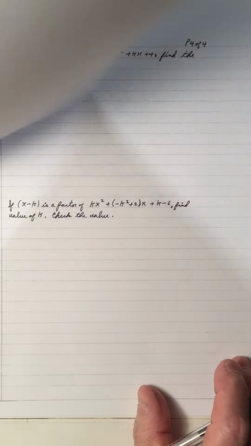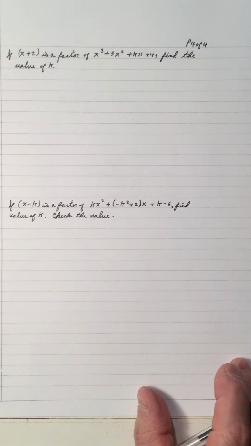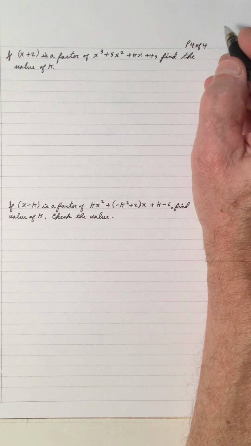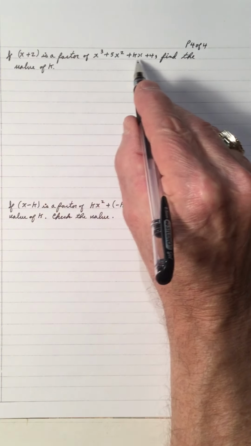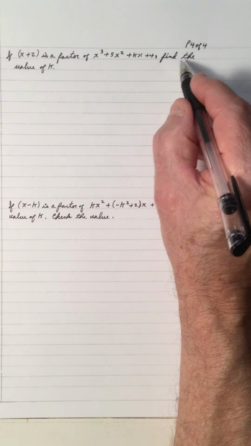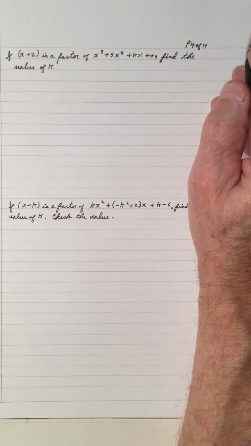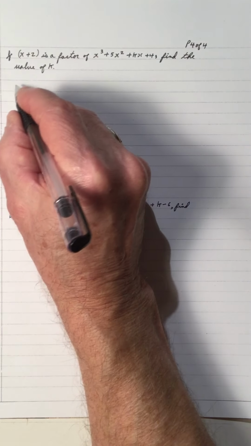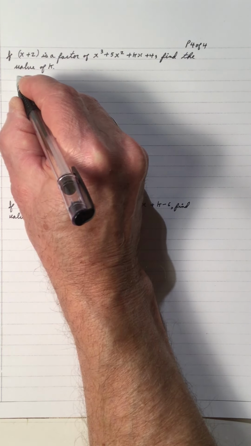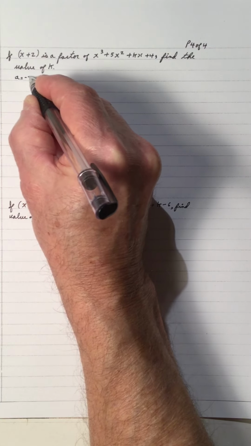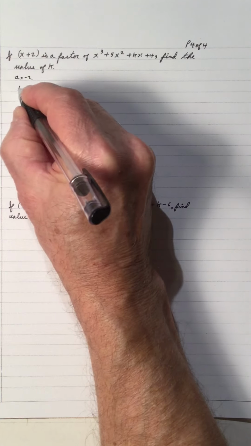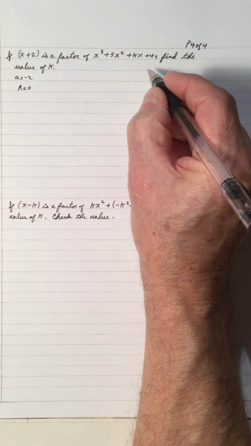Okay. Again, don't forget to pause the video and see if you can work the questions out before I do. If x plus 2 is a factor of this expression, a cubic expression, find the value of k. So x plus 2 is a factor, so that means that a is -2. Because it's a factor, that means that the remainder is equal to 0.